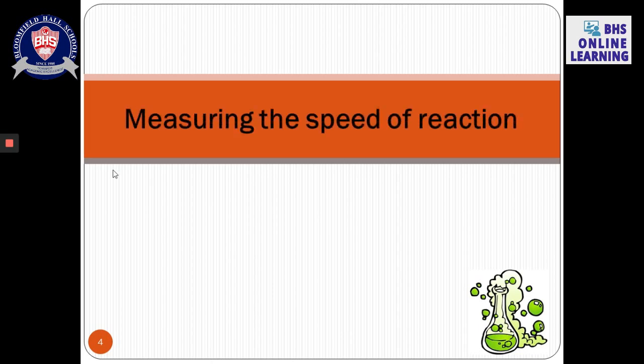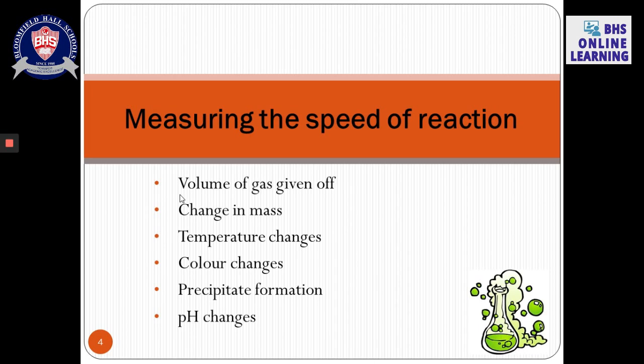We can measure the rate of chemical reaction. There are different methods by which we can measure the speed of a chemical reaction. We can measure the volume of gas given off. Suppose there is a reaction in which a gas is produced. So we can measure the volume of that gas using a gas syringe to find out the speed of that reaction.